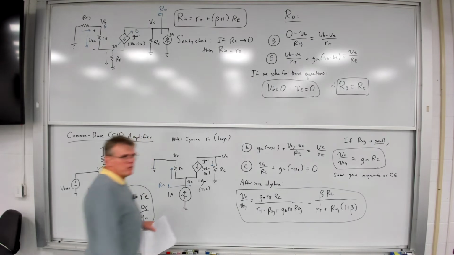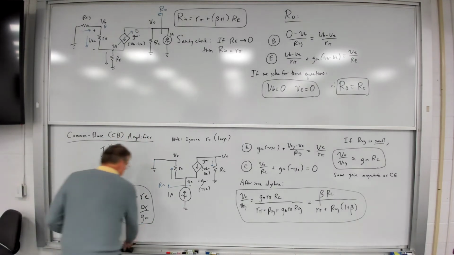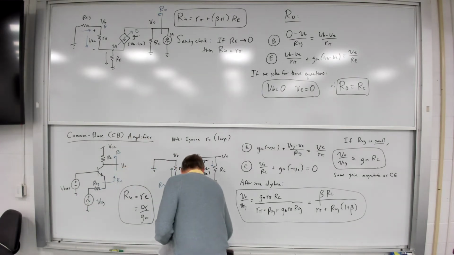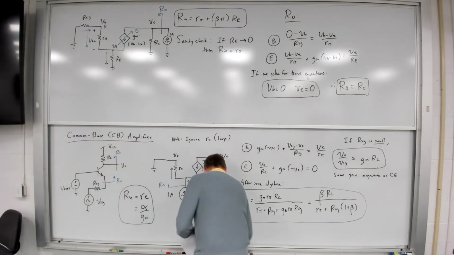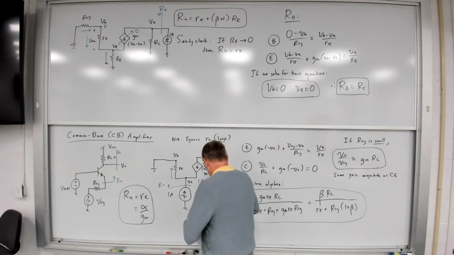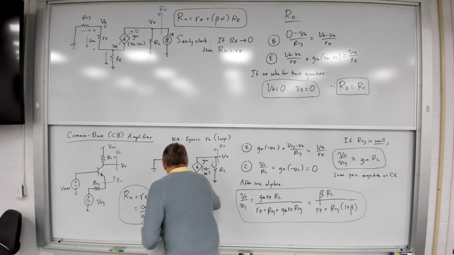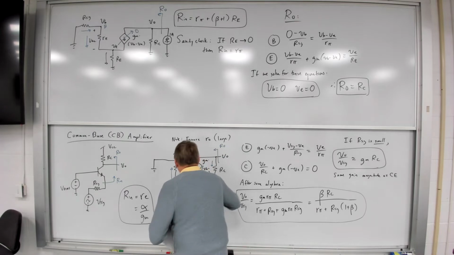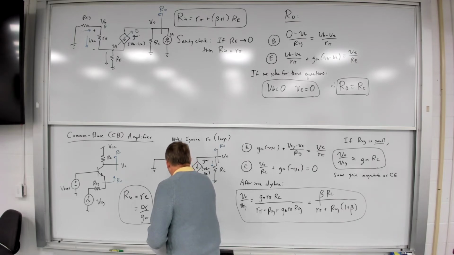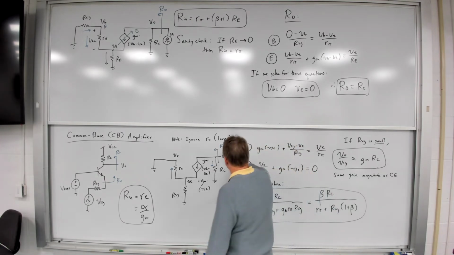What about the output resistance? Okay, so with the output resistance, if I want to calculate R sub O, in that case I will put back my input source, but I'm going to zero out my Vsig. And then I will use the source driving technique here at the output.